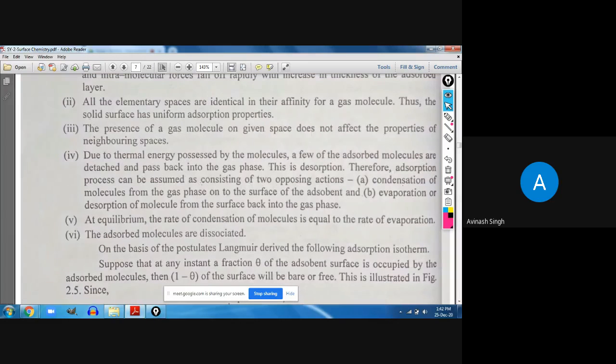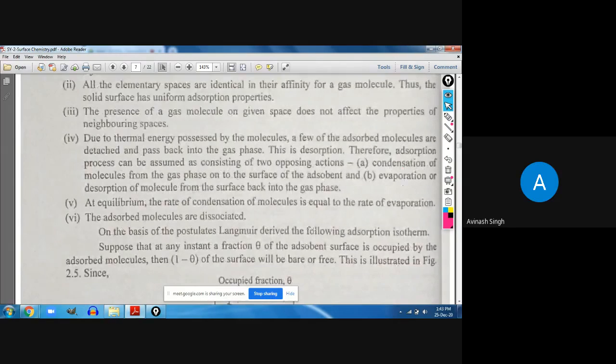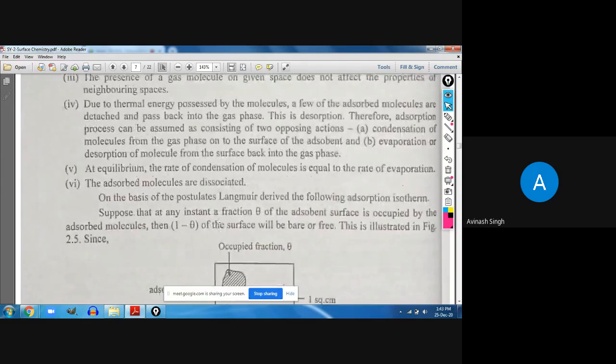The adsorption process can be assumed to consist of two actions. One is called condensation. जो adsorption होता है उसको हम लोग condensation बोलेंगे, right? And evaporation or desorption is the going back. At equilibrium, the rate of condensation of the molecules is equal to the rate of desorption. Is it okay? यहाँ तक सबको समझ में आया? The adsorbed molecules are dissociated. ठीक है. Now let's do this maths.